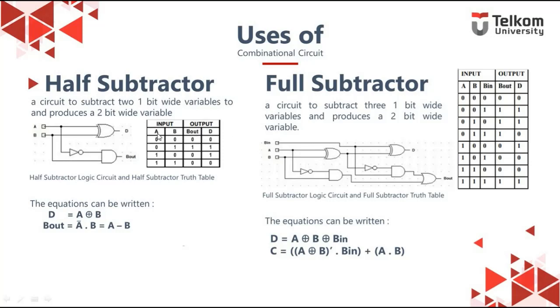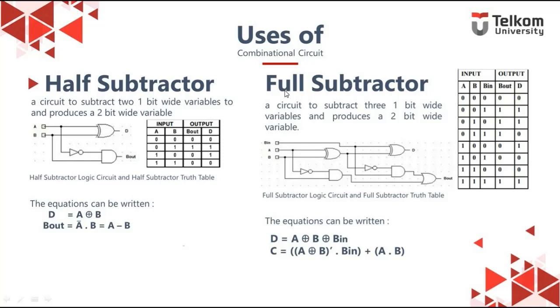So A subtracted by B, 0 subtracted by 0 equals 0. And then B out's value is still 0. And then 0 subtracted by 1 equals 1. And then B out's value becomes 1.